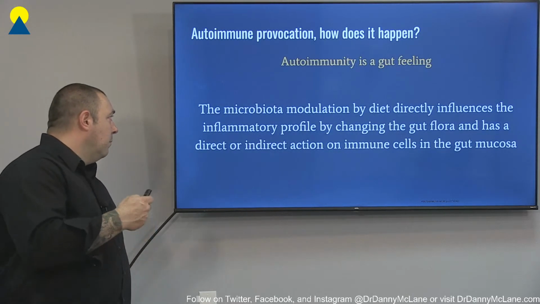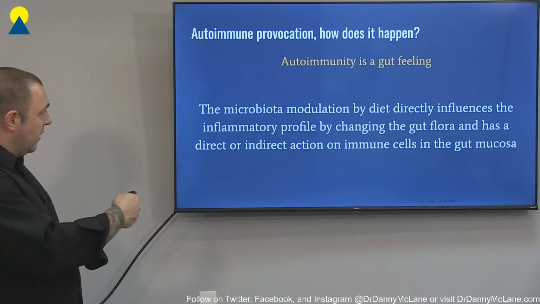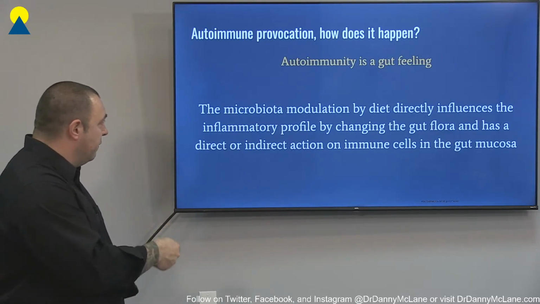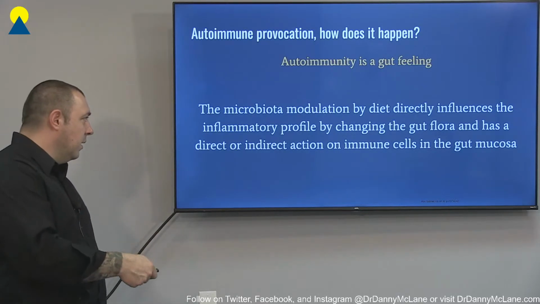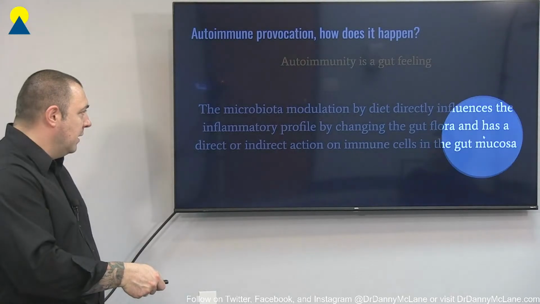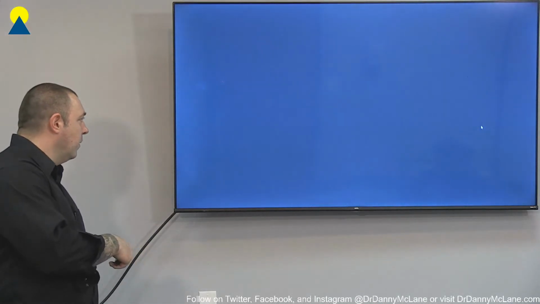All right. Microbiota modulation by diet directly influences the inflammatory profile, and we talked about this, but here's why. By changing the flora, it has a direct or indirect action on immune cells in the gut mucosa. Those are the linings. Okay? Moving right.